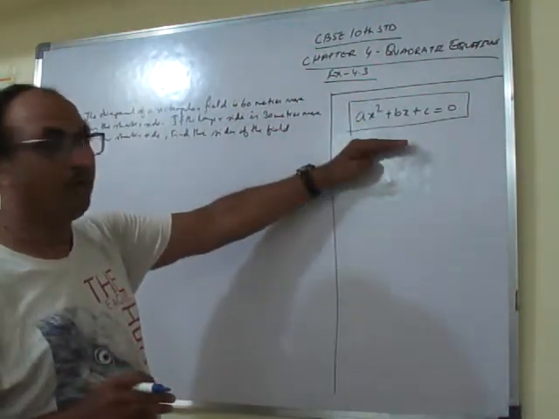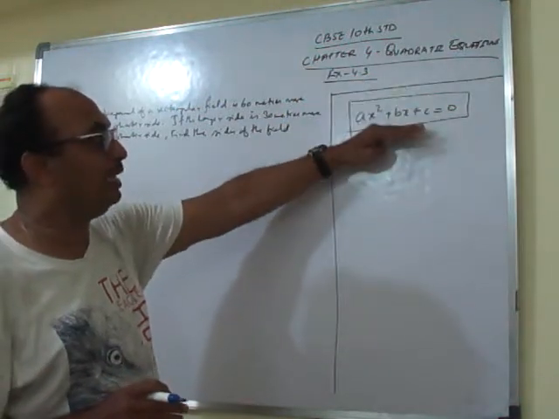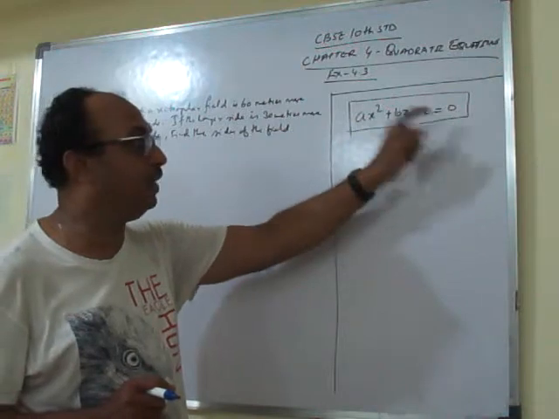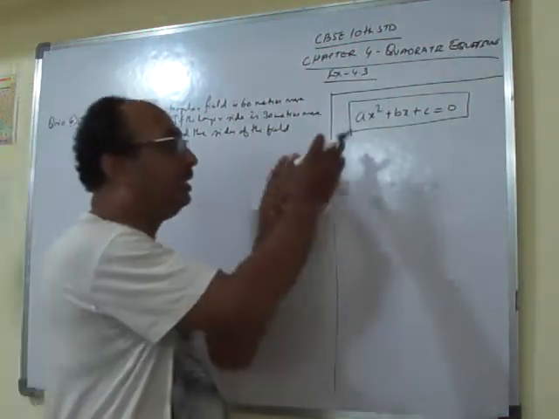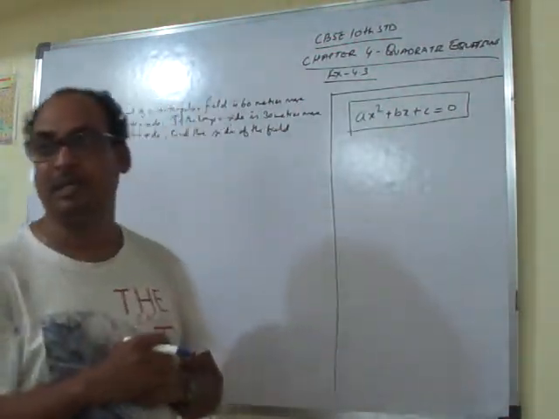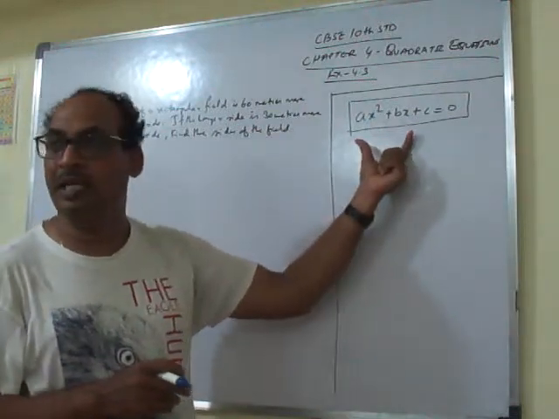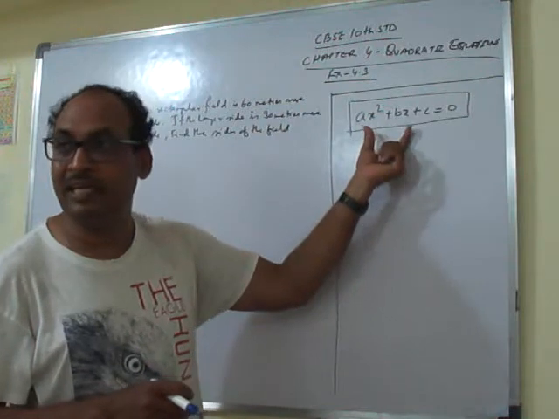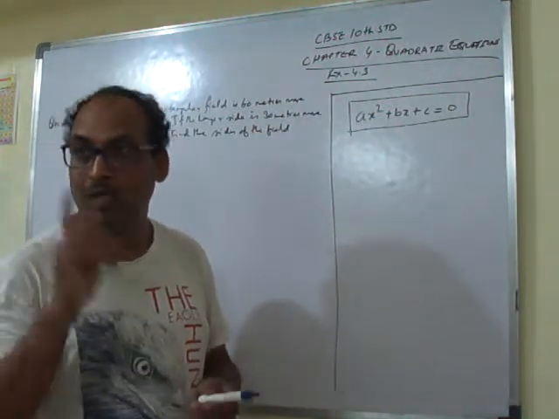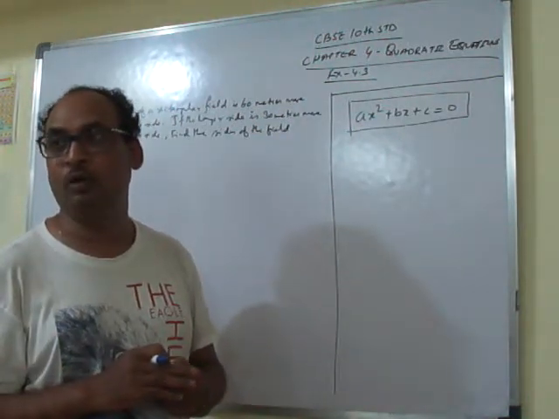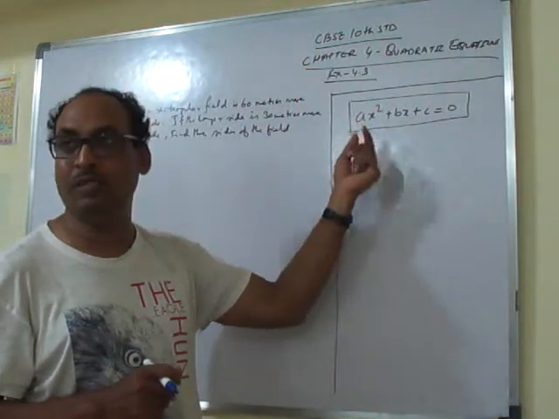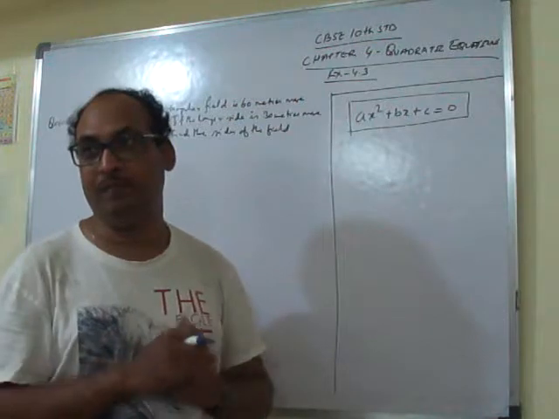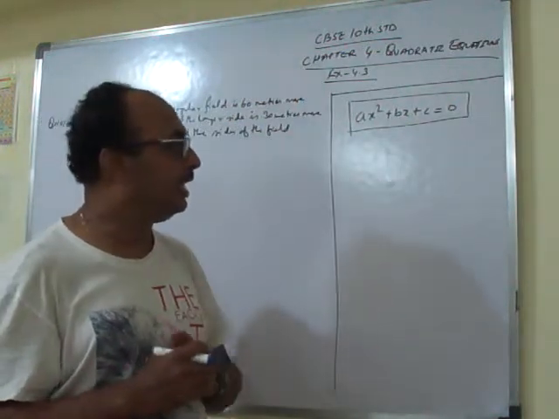A quadratic equation consists of a second degree polynomial. Because of the equals sign, with something on the RHS and something on the LHS, it becomes an equation. Otherwise, a quadratic equation consists of a second degree polynomial in one variable. Either x or y or z will be there, but only one variable.